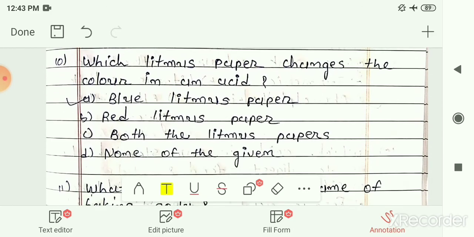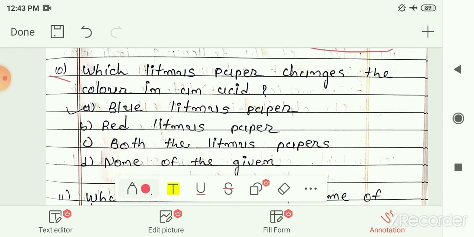Next, 10th number, which litmus paper changes the color in an acid? The options are blue litmus paper, red litmus paper, both the litmus papers or none of the given. As we had seen, acid turns blue litmus paper red. That means it changes the color of blue litmus paper. So here your answer is option A, blue litmus paper.